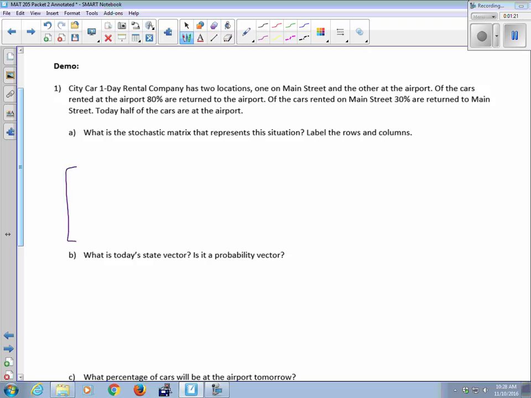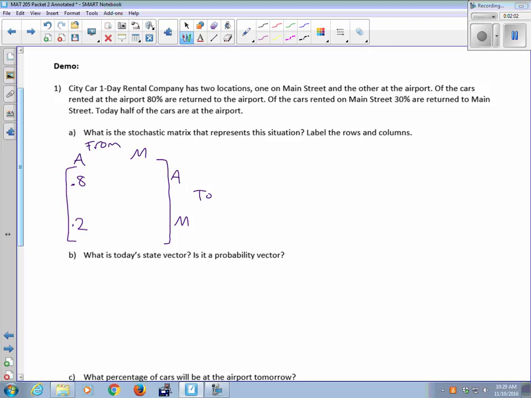So I'm going to label this, I've got from, where you rent from and where you return to. And I'm going to have airport and Main Street, airport and Main Street. And then we just fill in the probabilities. So the cars rented at the airport, 80% are returned to the airport. So from the airport to the airport, 80%. And that means that if you rent from the airport, 20% get returned to Main Street. So the columns of your stochastic matrix are always going to add to 1, which is the definition of a probability vector.